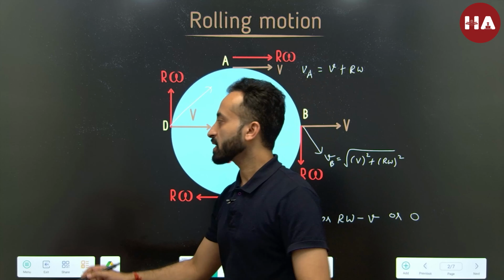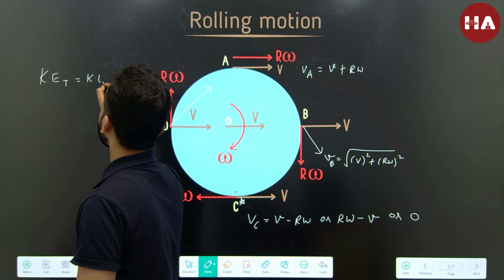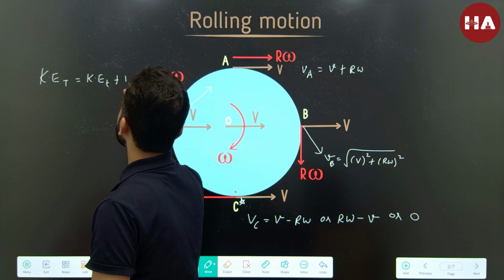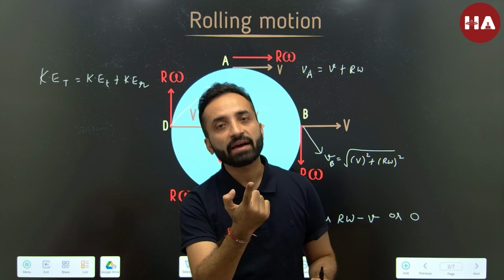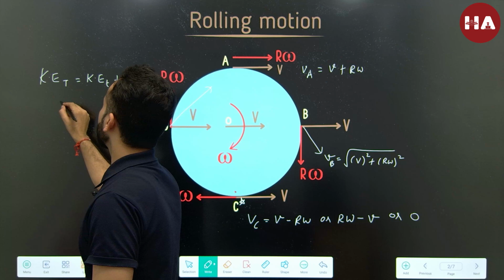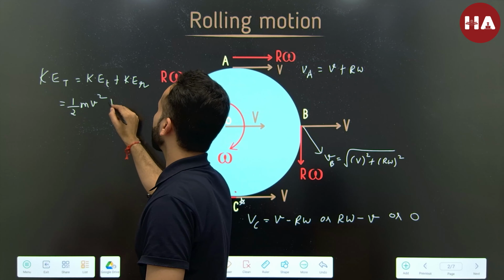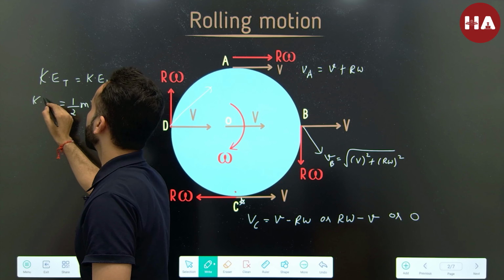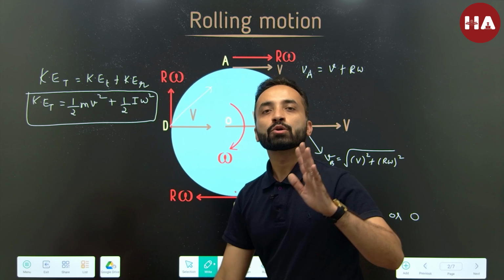For example, kinetic energy will now be written as kinetic energy due to translation plus kinetic energy due to rotation. Whenever an object is rotating, does it have kinetic energy? The answer is yes, that is called the rotatory kinetic energy. What is the formula for translatory kinetic energy? Half m v square. What is the formula for rotatory kinetic energy? Half I omega square, and together this represents the total kinetic energy.